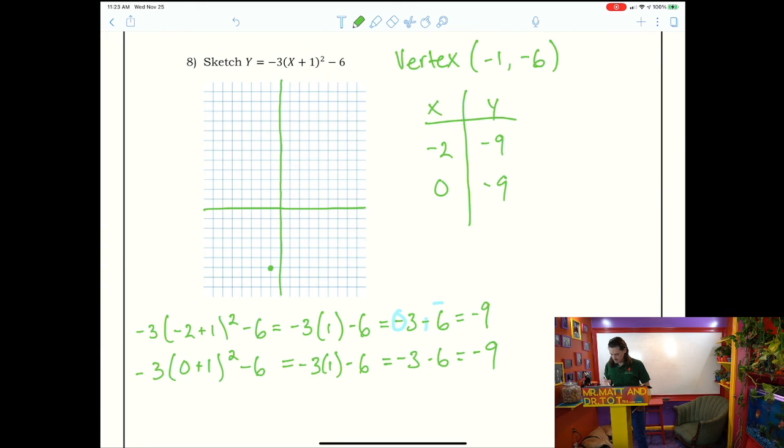That's going to be way down here. And at x is equal to 0, we're at negative 9. That's going to be about there. So I can connect these three dots together. And so our graph would open downward and look something like that.